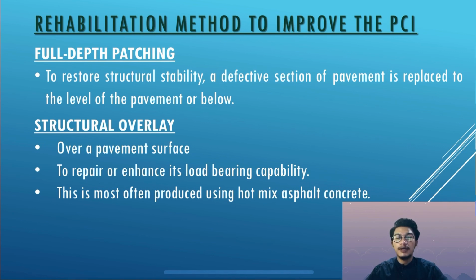First, full depth patching. To restore structural stability, the defective section of pavement is replaced to the level of the pavement or below. Second, structural overlay. Over a pavement surface, one or more layers of asphalt concrete are put down to repair or enhance its load bearing capability. This is most often produced using hot mix asphalt concrete, although it may also be done with asphalt grinding and a chip seal.